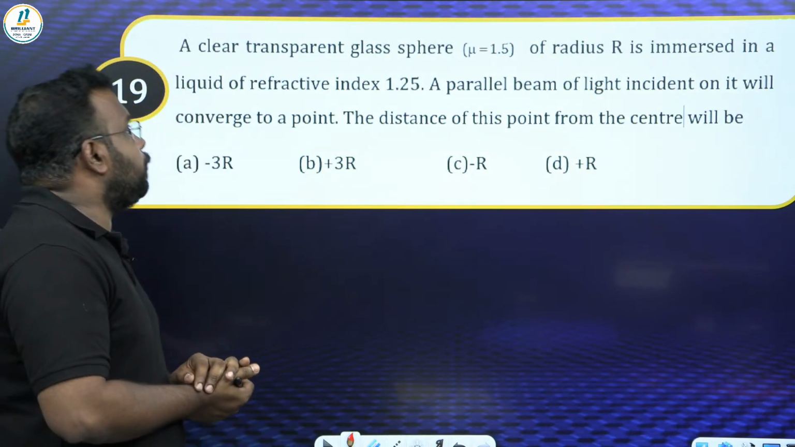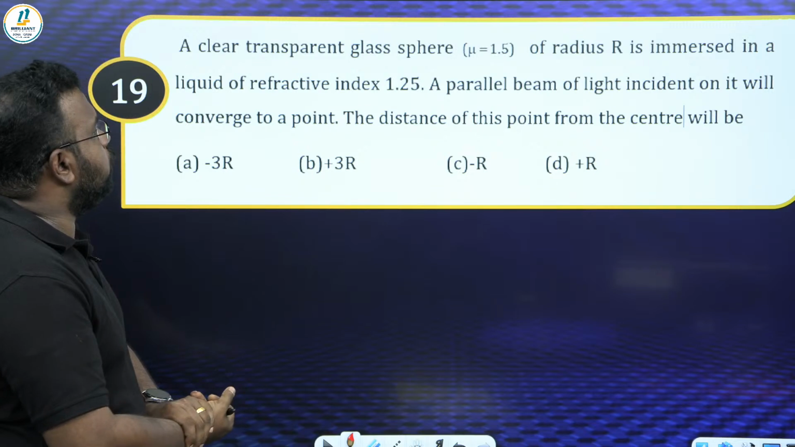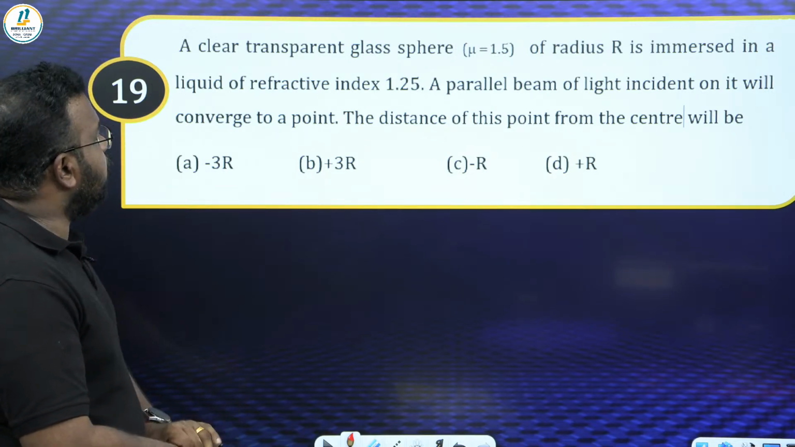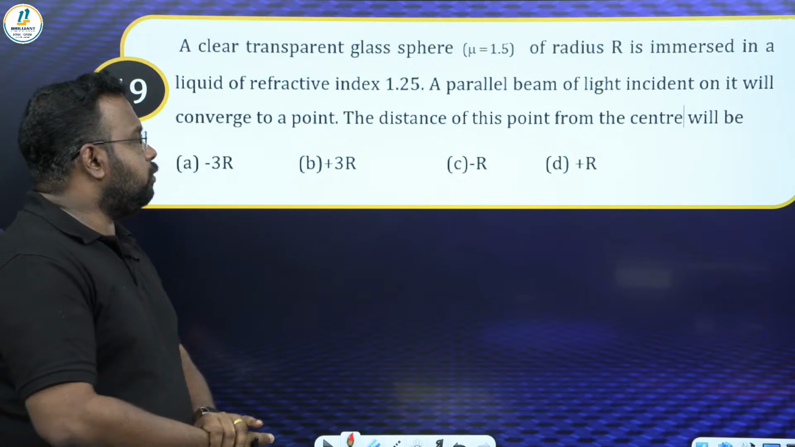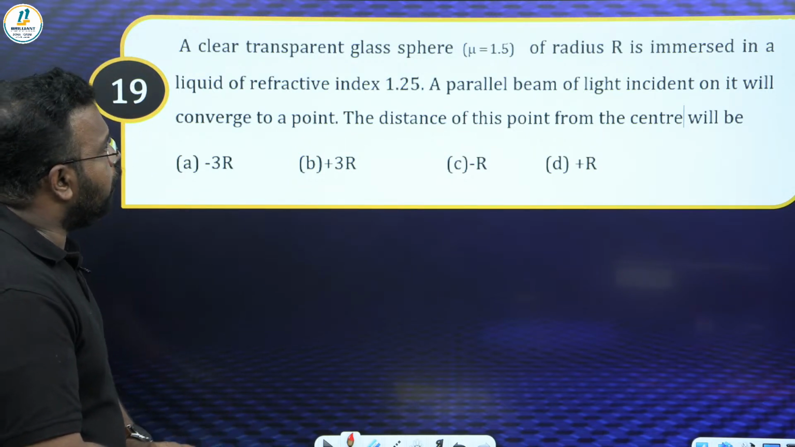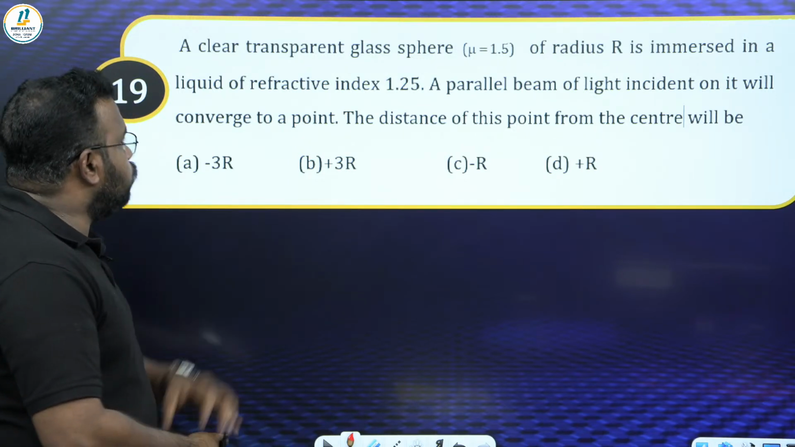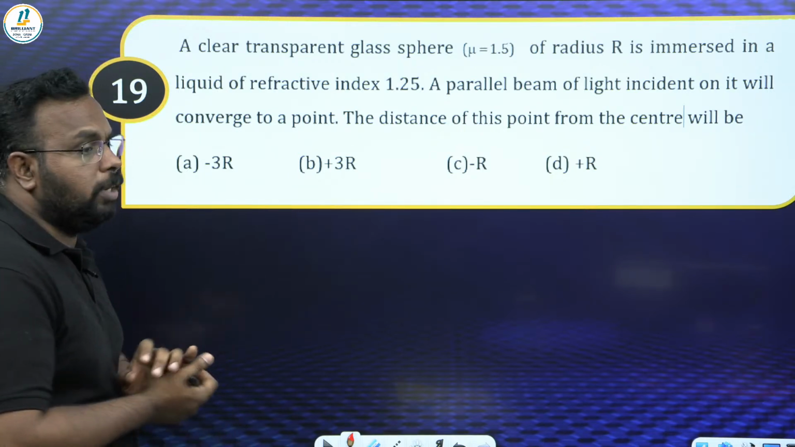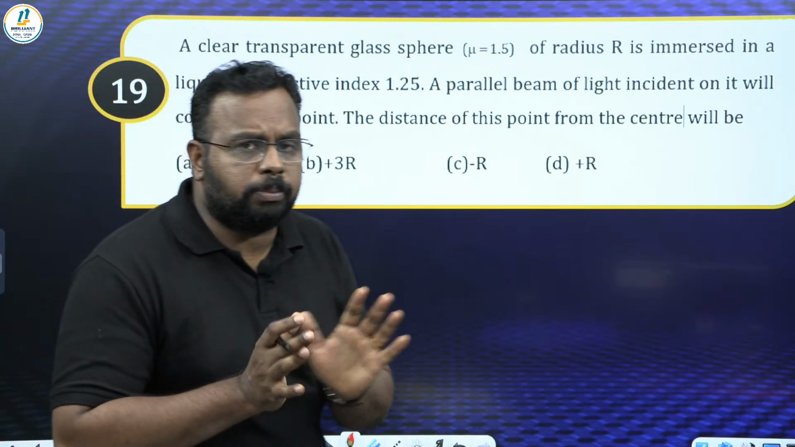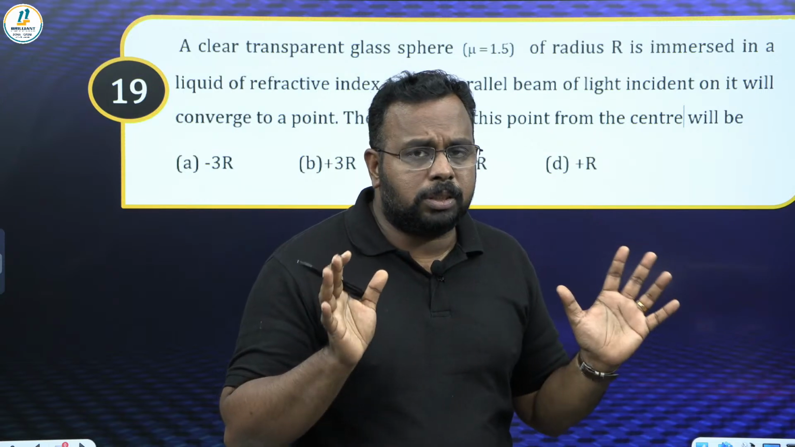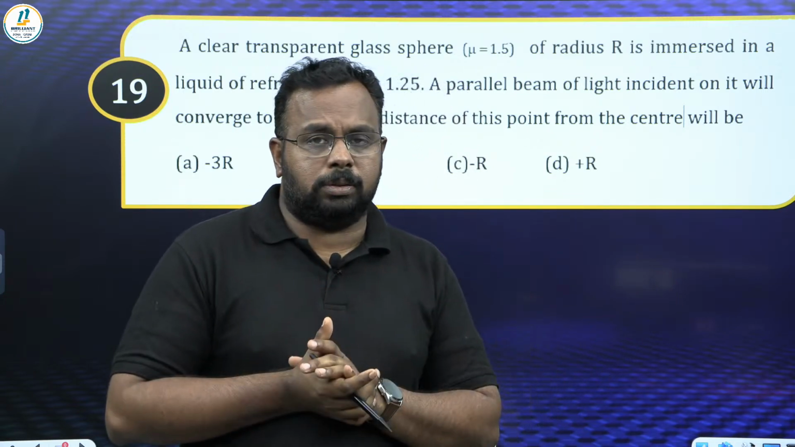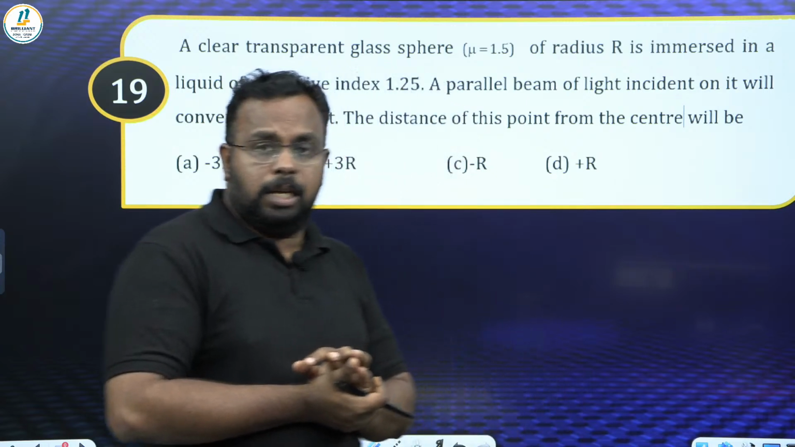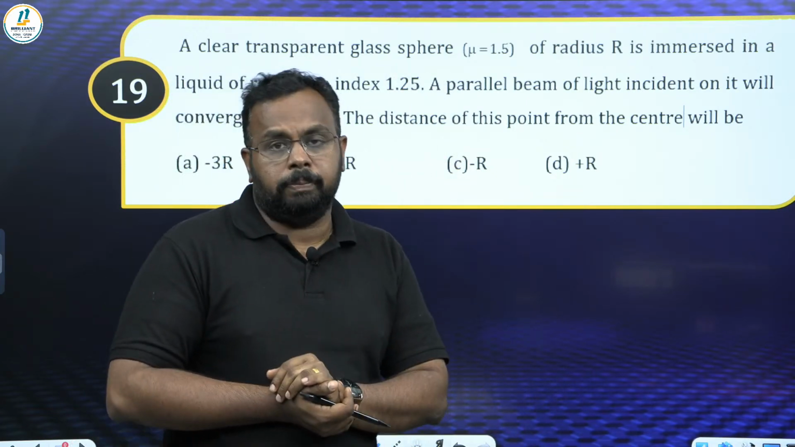A clear transparent glass sphere mu is equal to 1.5 of radius r is immersed in a liquid of refractive index 1.25. A parallel beam of light incident on it will converge to a point. The distance of this point from the center will be. Students, this is not a simple question. It's a bit complicated. I'll be explaining, so listen carefully.